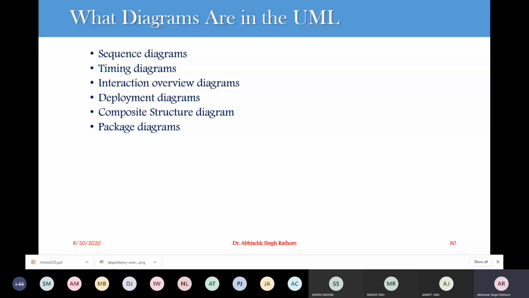Then we'll go for the composite structure diagram and package diagram. It just represents your different packages that are being available in your system.